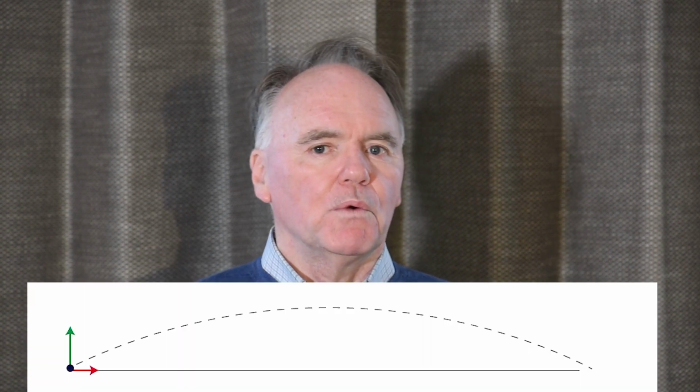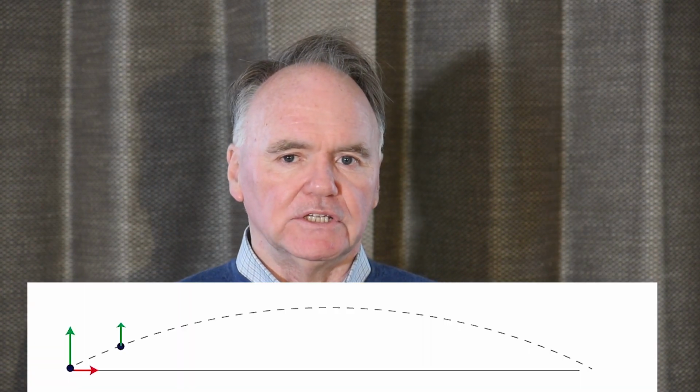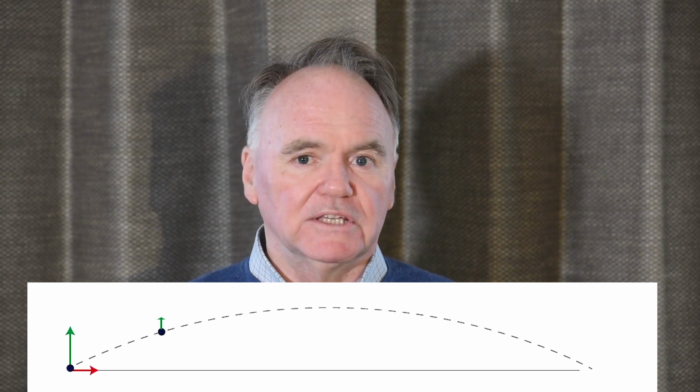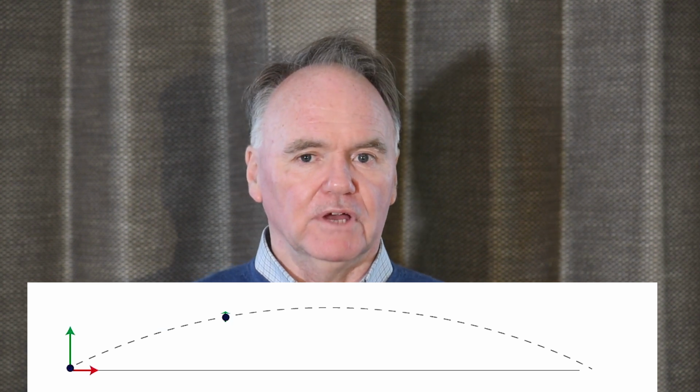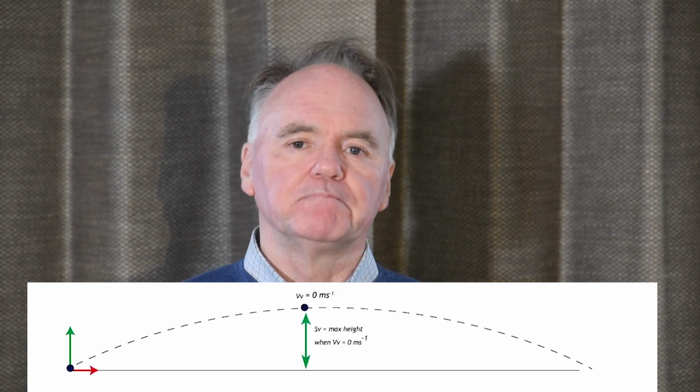The first question asks us to find the maximum height reached by the ball. Well, we have to remember at its maximum height, its vertical velocity is equal to 0 because it's not rising or falling. So the problem reduces to this: at what height does the ball reach when its vertical velocity is equal to 0? Well, that's at its highest point. So if we can solve that question, we've got the answer.